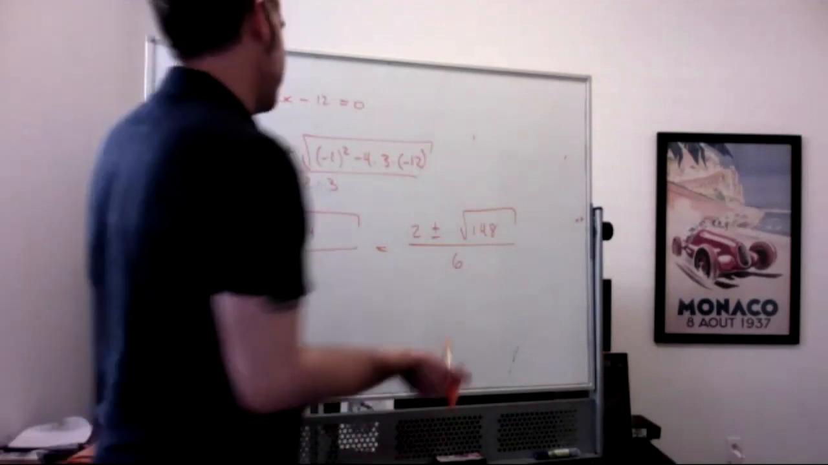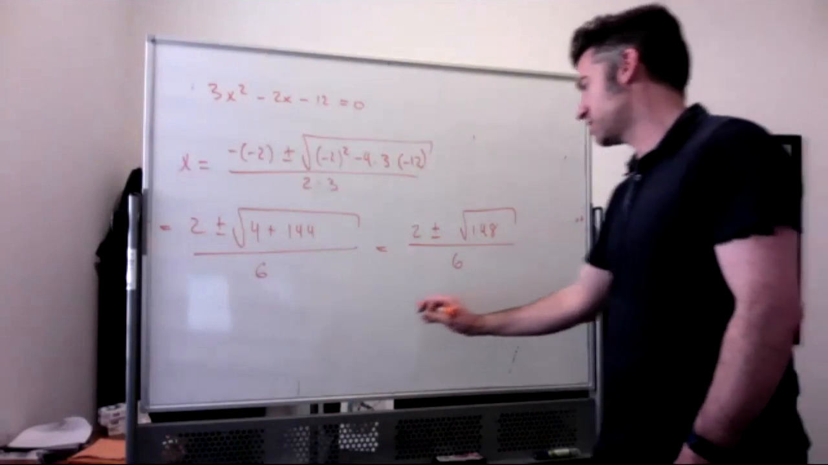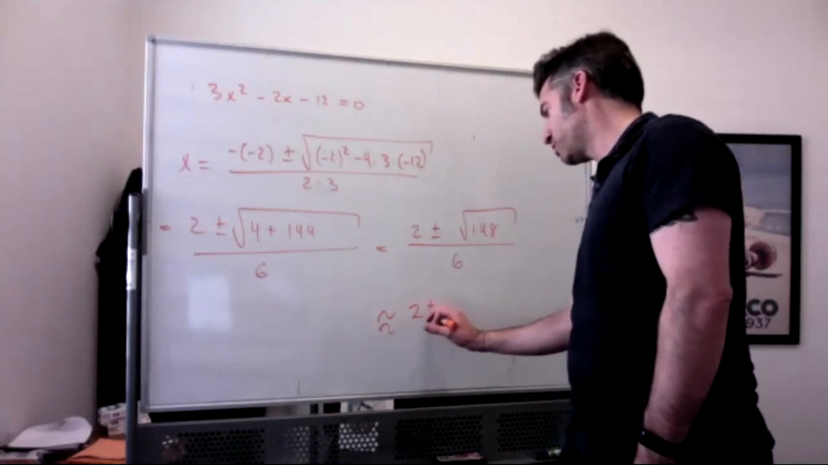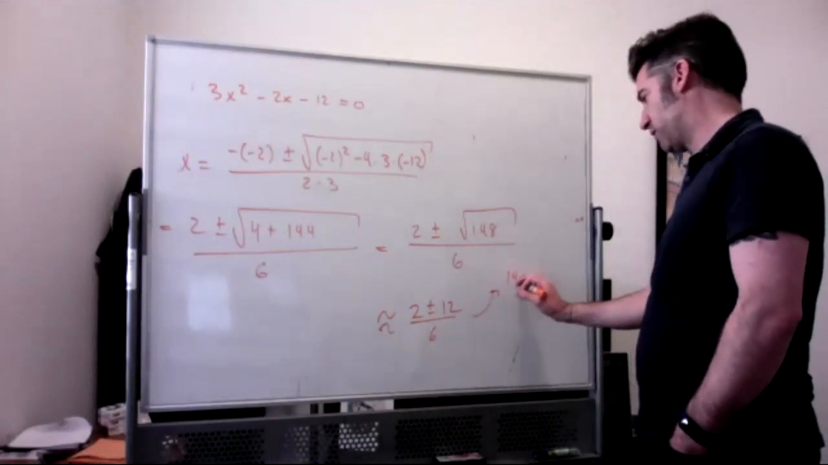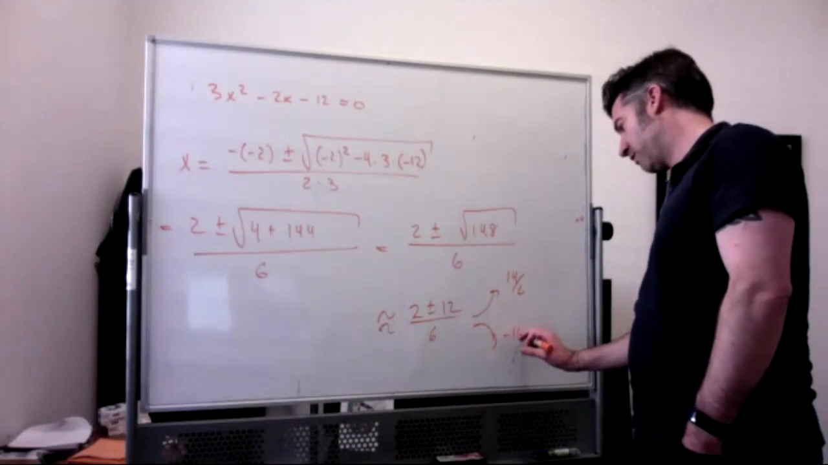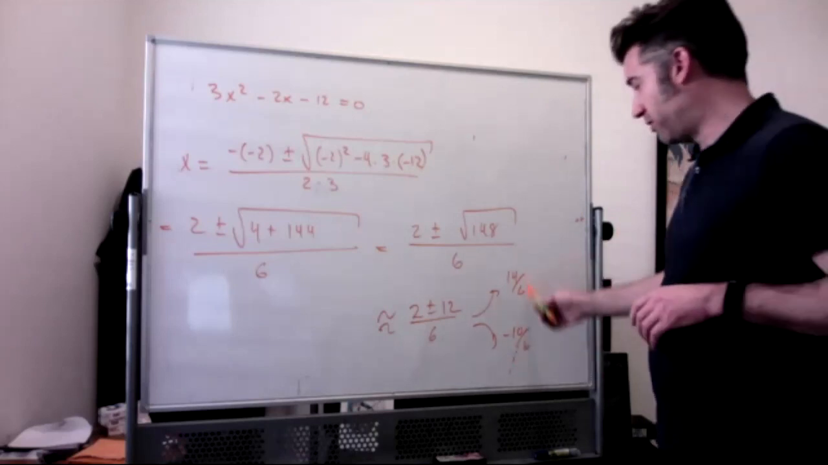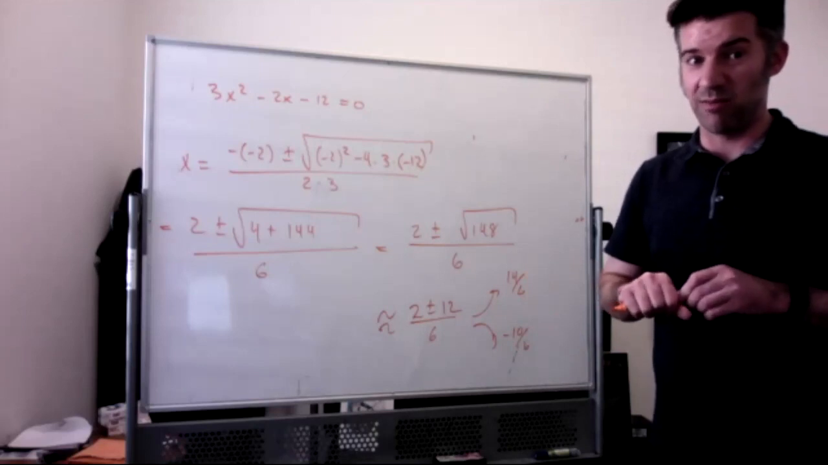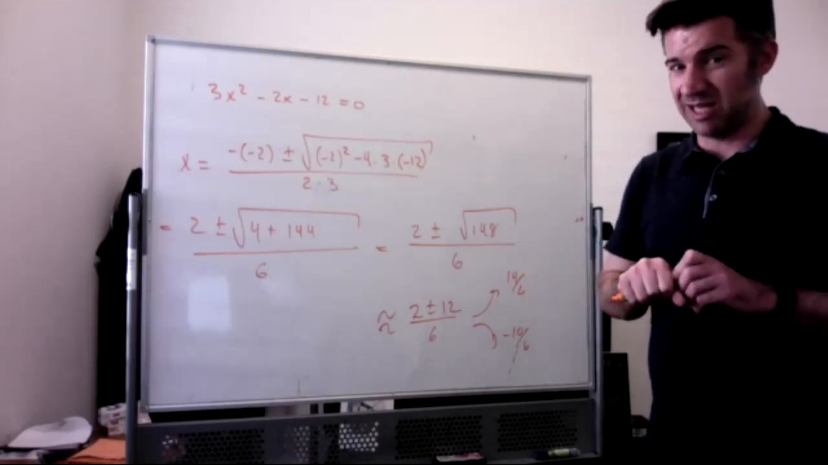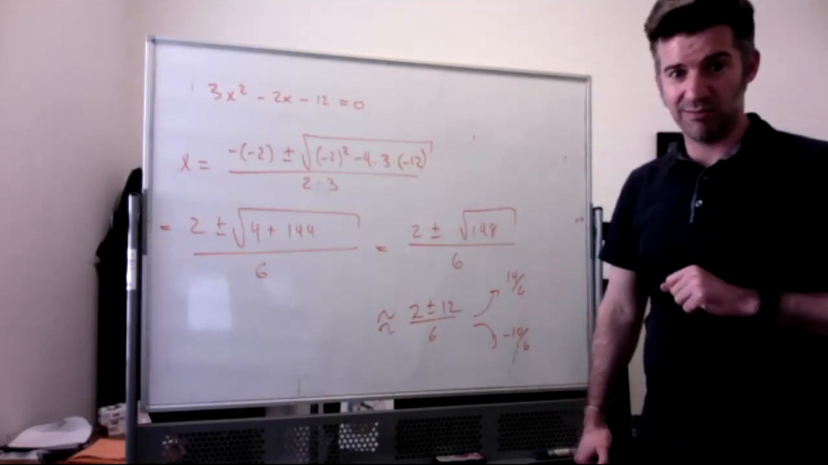Now, here's the question. The square root of 148 is pretty close to 12, so this is roughly 2 plus or minus 12 all over 6, which looks like 14 over 6 and negative 10 over 6. So let me ask you, are these my answers? Are those the values of c guaranteed by the mean value theorem? It said there was at least one, but is it true that both of those are guaranteed?